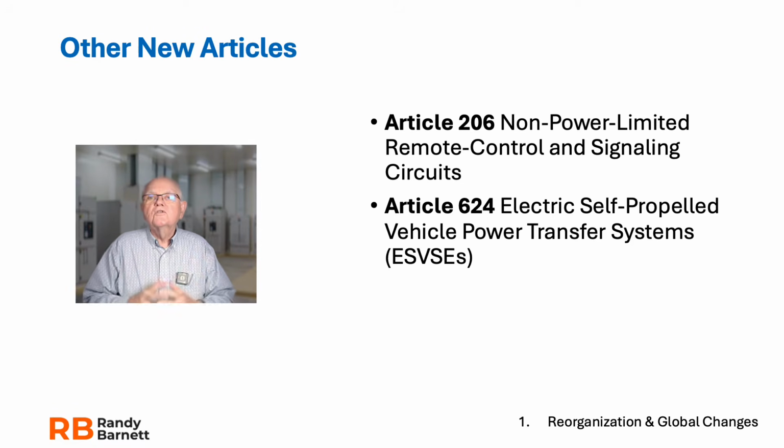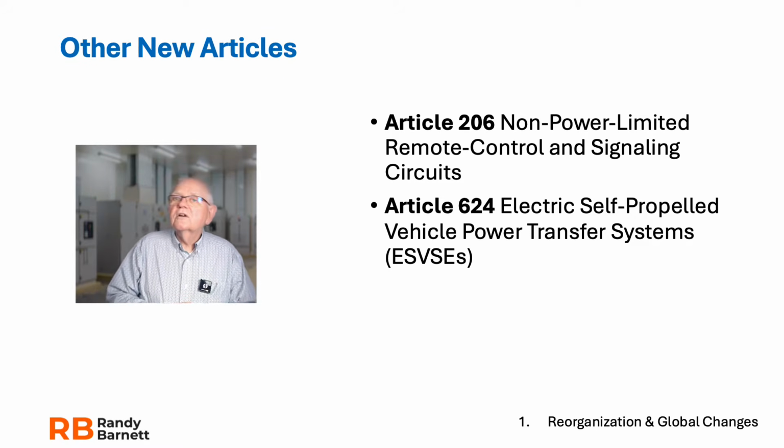So remote control and signaling is a separate article now that really wasn't addressed very well in the code before, Article 206. Another new article is Article 624.